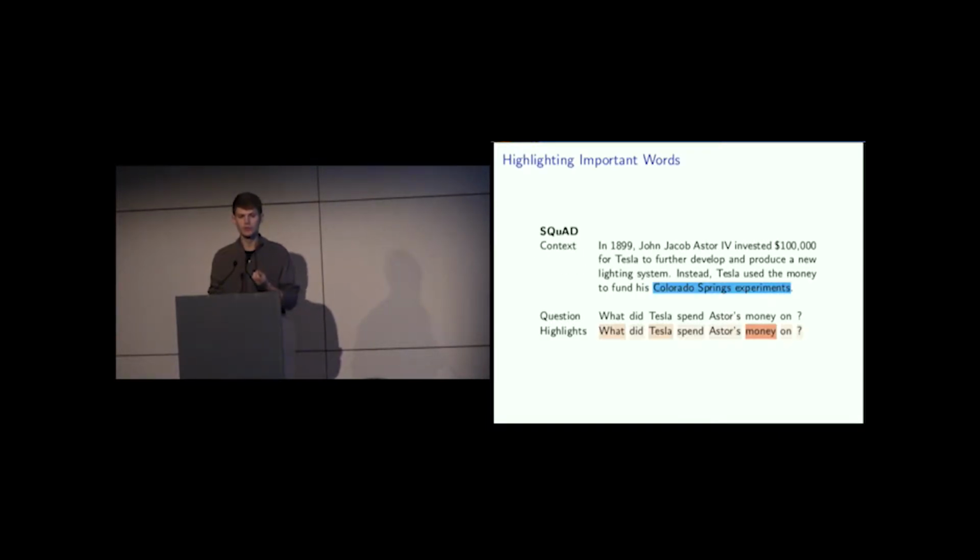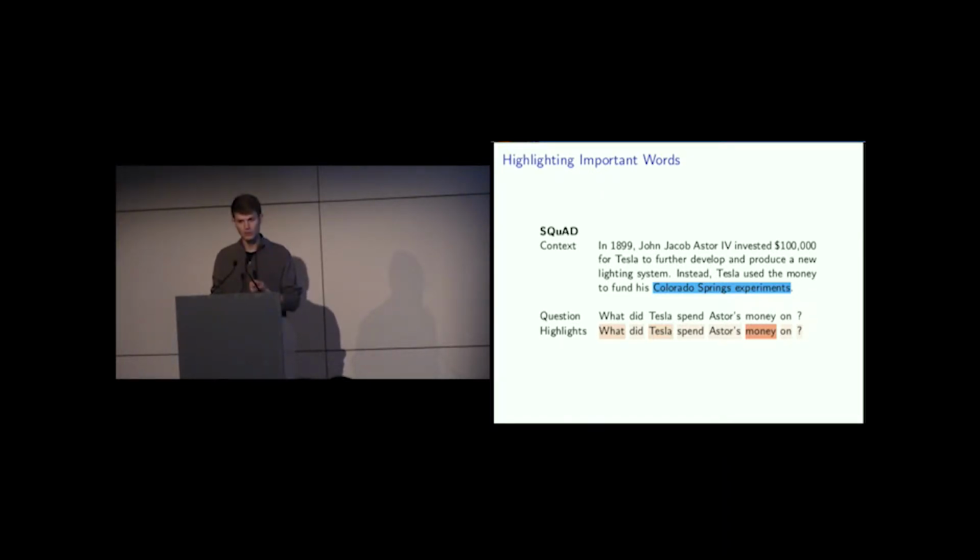A really common way to do interpretation is through saliency maps. Essentially, what we want to do is highlight which words are important for the model's prediction. For example, here we see the word money is highlighted in red, indicating it's probably important to the model, which kind of makes sense. If you look at the final sentence, it has money as a direct match, and it's able to successfully pick Colorado Springs experiments out of the paragraph.